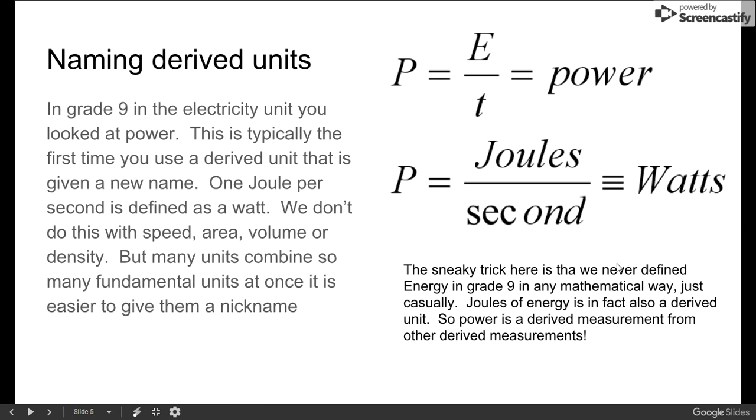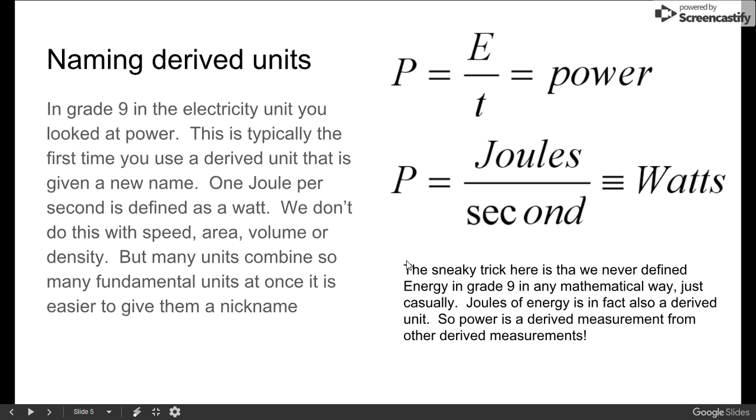But many derived units get quite complicated, and as a result, we start nicknaming them. In grade 9, I teach power, which is joules per second. Well, joules of energy per second get nicknamed a watt. This has the unfortunate consequence of hiding a rate. Students think a watt is a total amount of energy, like 5 loaves of bread, when really it's saying like 5 loaves of bread per day.